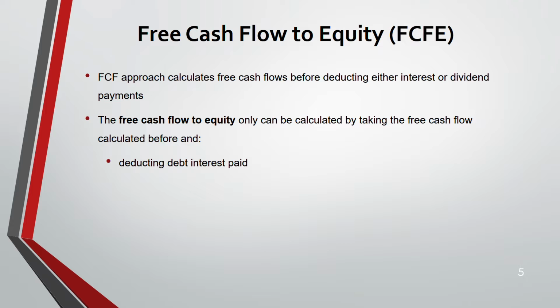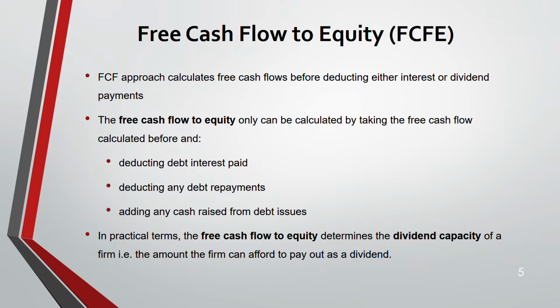First, deduct. Remember I told you in free cash flow, you do not deduct interest and dividend. But in free cash flow to equity, you have to deduct your debt interest. Your interest you have to deduct from free cash flow. Then any debt repayments, deduct. Third, add any cash that is raised from debt. Maybe you have taken a loan through which you are raising cash. Add it. And after these three adjustments are done, you get what is known as free cash flow to equity.